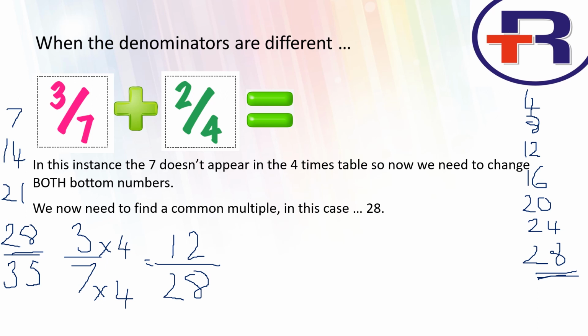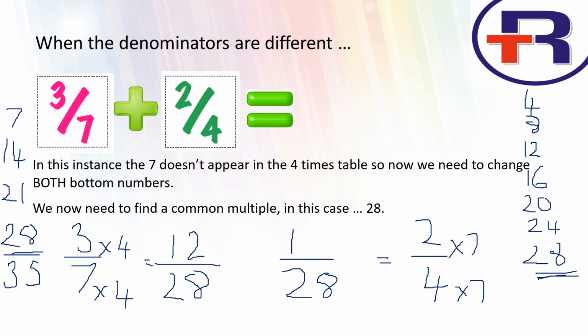Now I'm going to change the 4 into 28. I'm going to times that by 7. There it is. 4 times 7 is giving me 28. Whatever I do to the bottom, I've got to do to the top. 2 times 7 is 14.